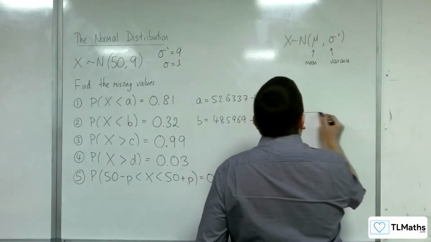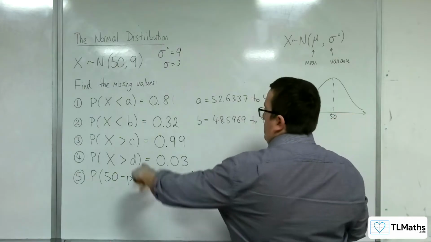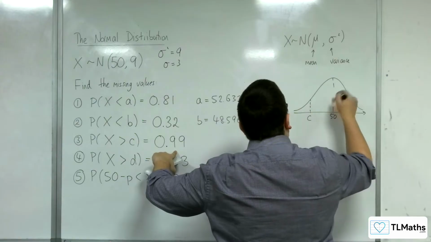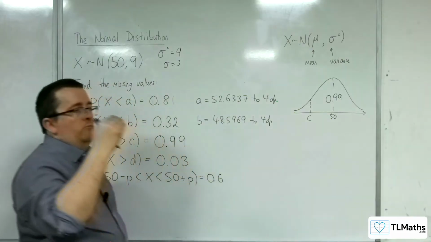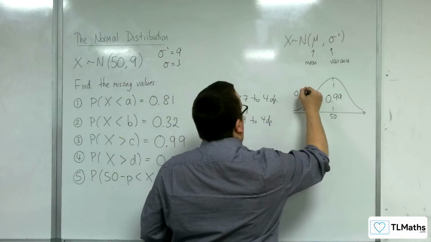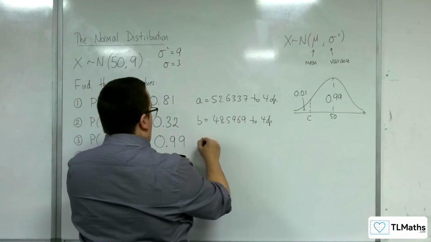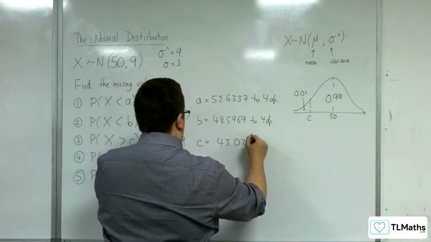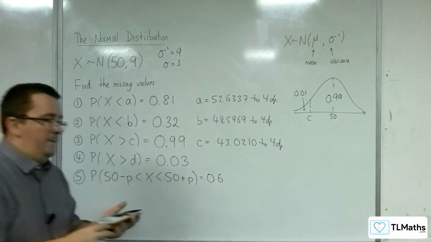Number 3. Right, there's 50. So the probability to the right this time is 0.99. So C would have to be down here in order for that to be 0.99. So I don't look up probabilities to the right. I've got to make areas to the left. So that piece there is 0.01. So if I change the area to 0.01, we get C would have to be 43.0210 to 4 decimal places. Okay, so that's C.